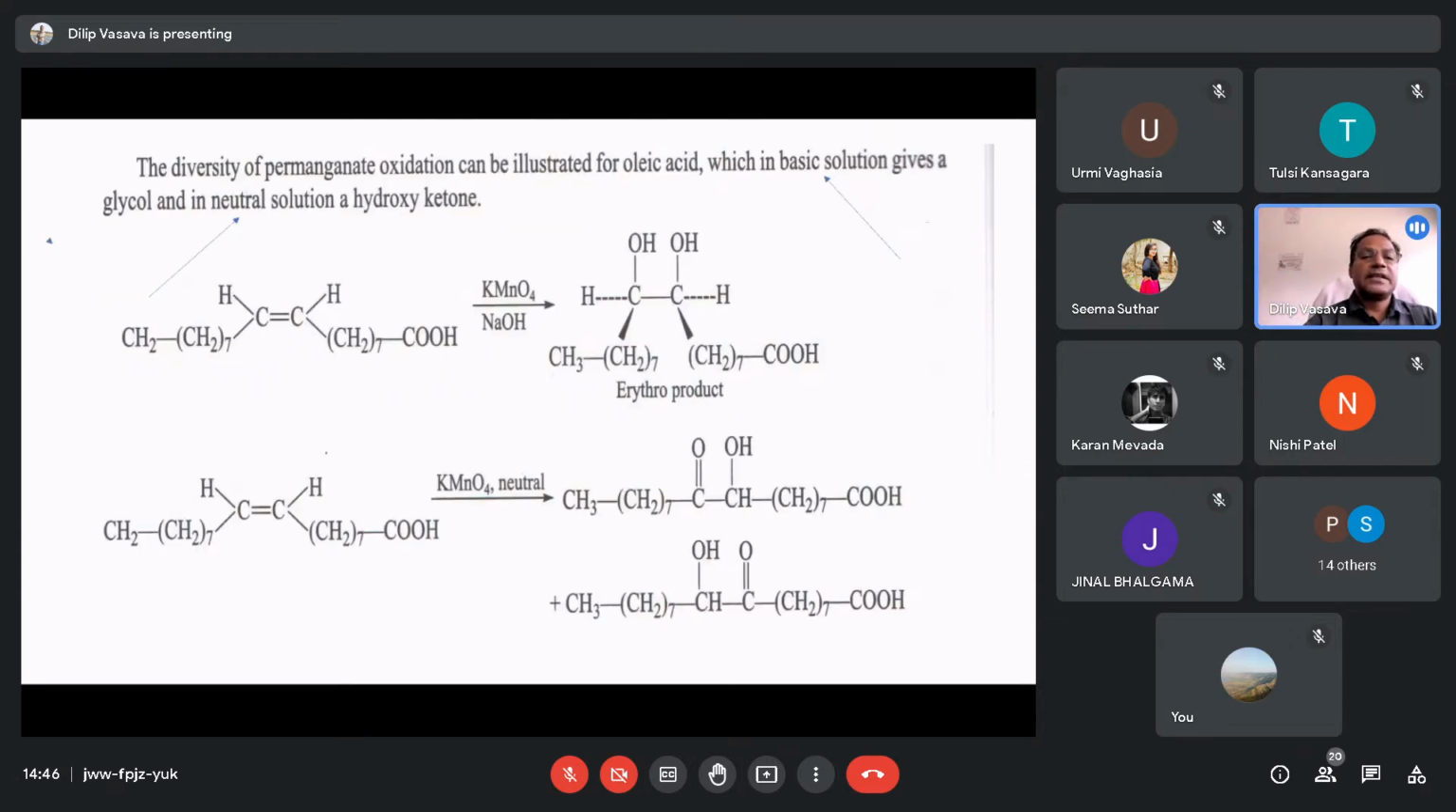Now in presence of the long chain or the carboxylic group, that is the highly electron withdrawing groups, which is also present over there, but still it gives the good oxidizing product, that is the diol.